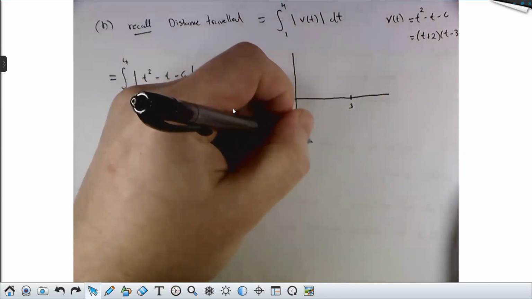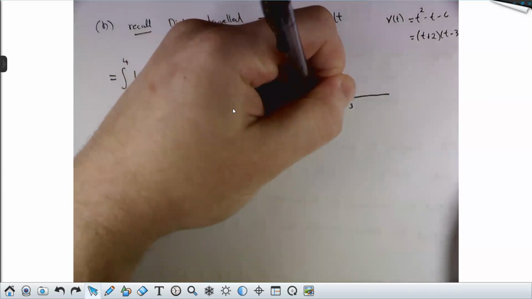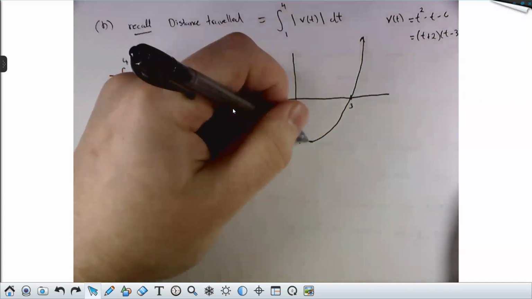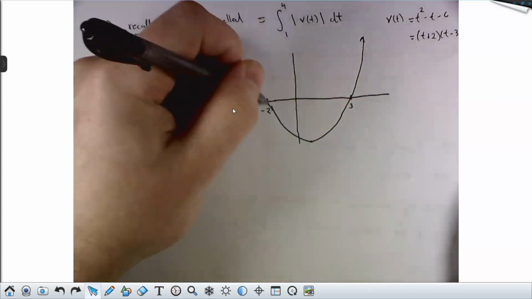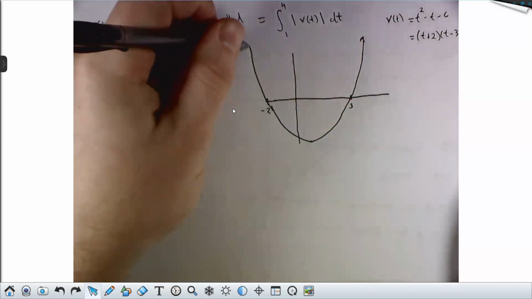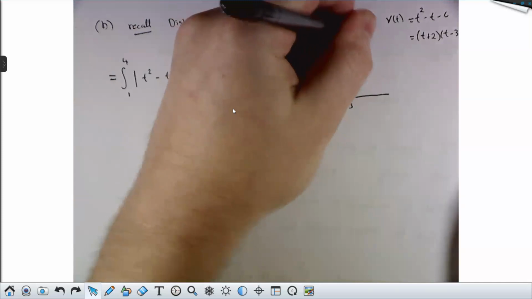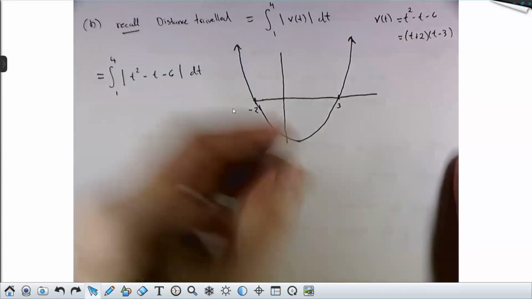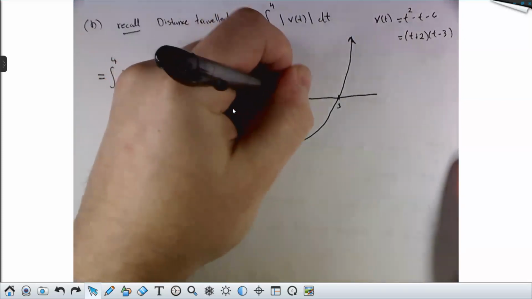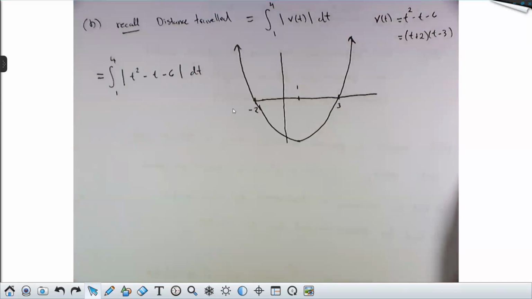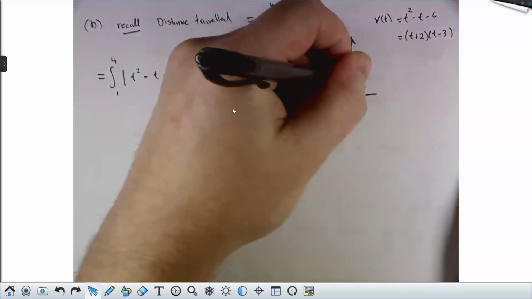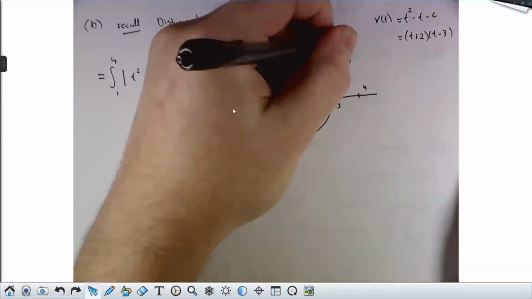then I can see pretty readily that my velocity function is this parabola. The vertex is exactly halfway between negative 2 and 3. That's positive 1. So this is 1. And I'm interested in finding out what happens between 1 and 4. So I'll mark 4 here as well.